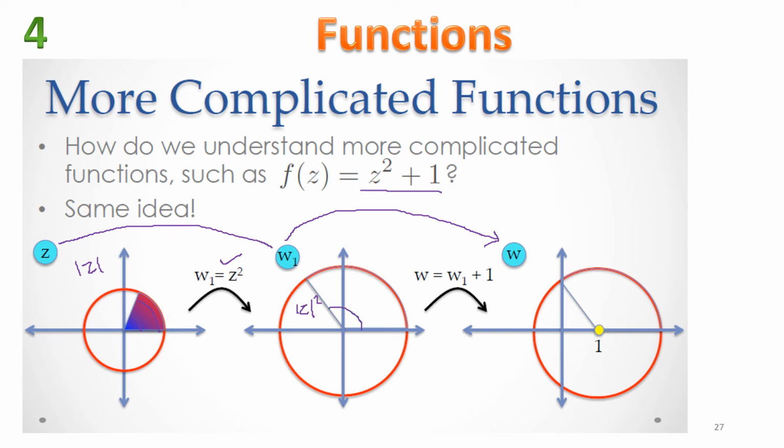Now the next step is adding plus 1. The moment we add plus 1, a real number, to the complex number w1, this displaces the circle of radius mod z square to a new location wherein the center is 1 on the real axis and 0 on the imaginary axis. And again, the radius of this is mod z square.